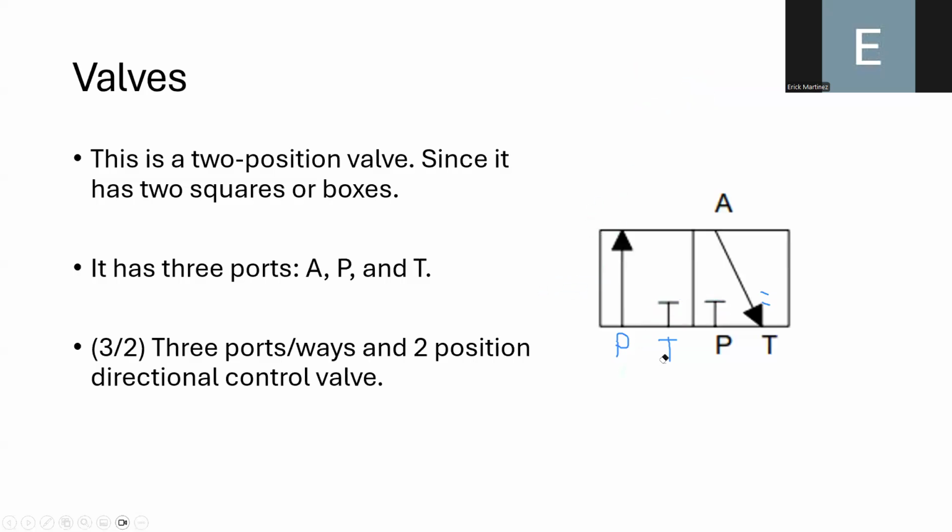So as you can see, determining the number of ports and the number of positions in a directional control valve is relatively easy. You only need to follow the diagram and you will notice that identifying the number of ports, the number of positions, and also how the airflow is moving is relatively simple.